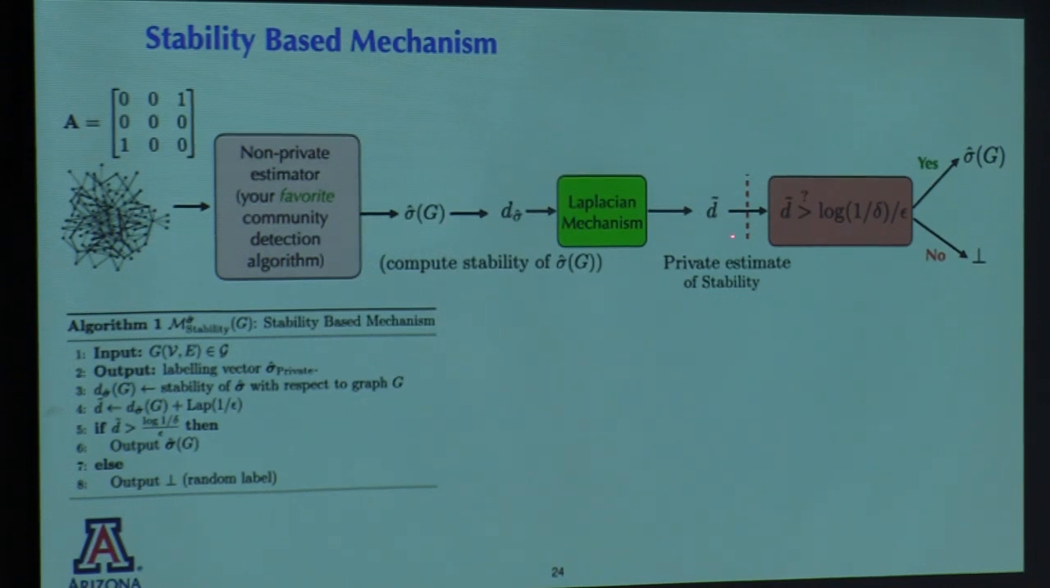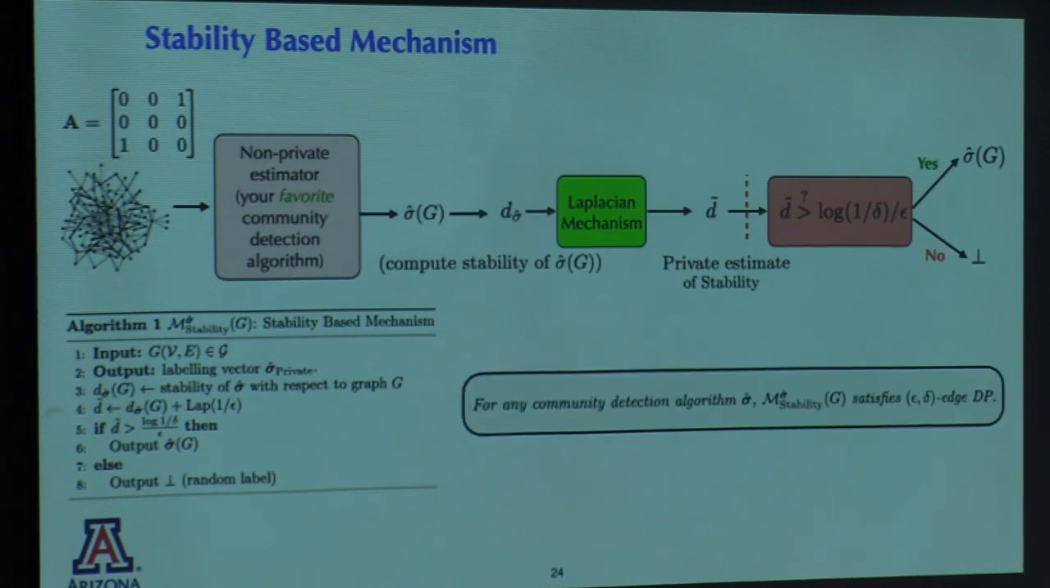Once I estimate this, I do the following. If it is greater than a certain threshold, then it's very stable, and I release it as it is. If it is less than this, then I say it is not stable enough, and I just flip coins and release a random value. That's the algorithm. And one can show, by standard analysis, that for any community detection algorithm, this algorithm satisfies epsilon, delta edge differential privacy. All this in itself is pretty standard.